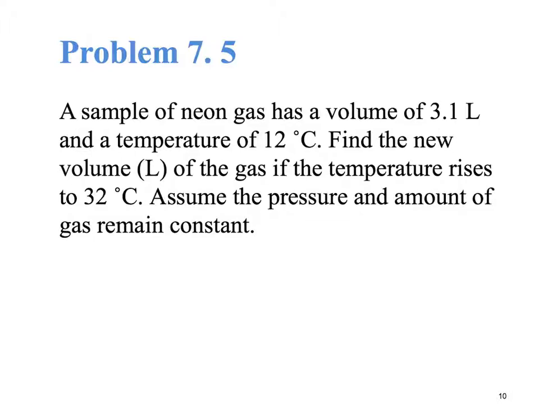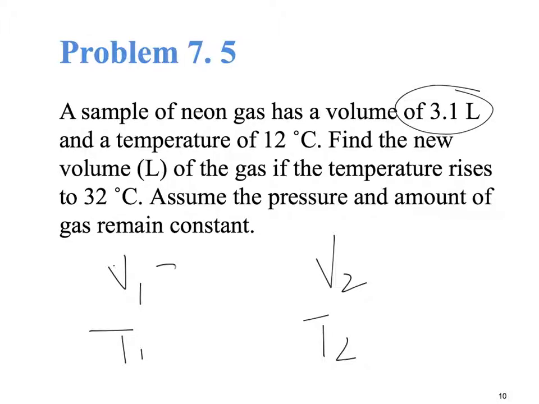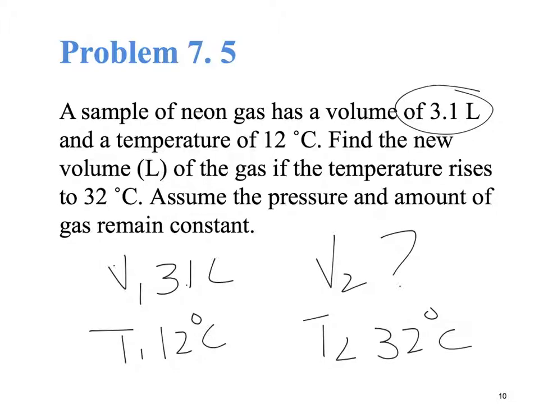Let's do problem 7.5. This type of problem, we're going to do the same. We're going to set up our conditions, V1, V2, T1, T2. So we have a gas that is in 3.1 liters and the temperature is 12 Celsius. V2, we don't know, and T2 is 32 Celsius.